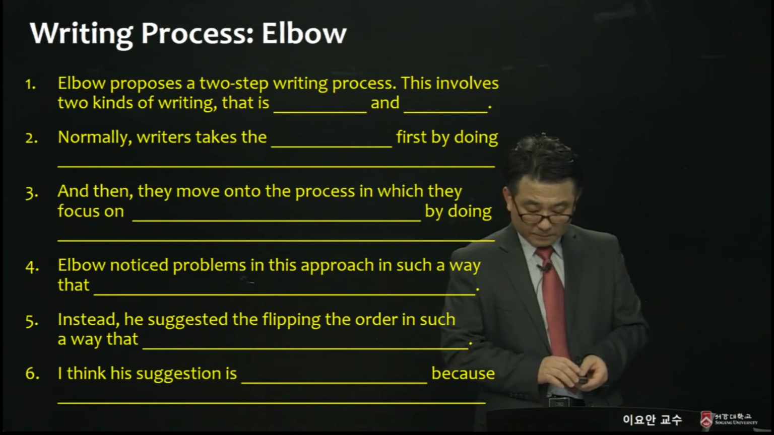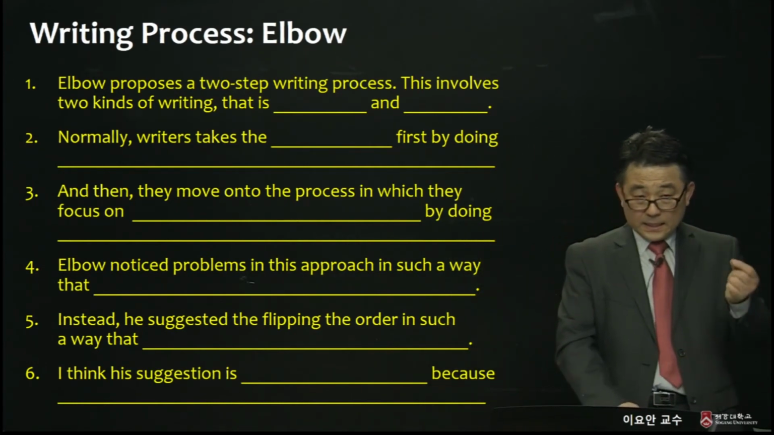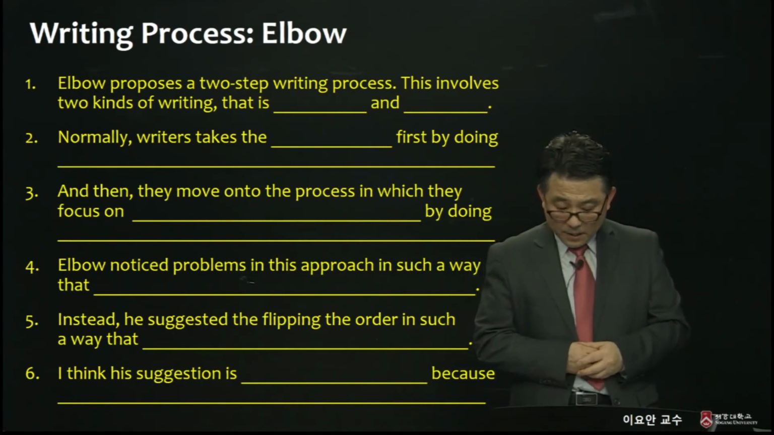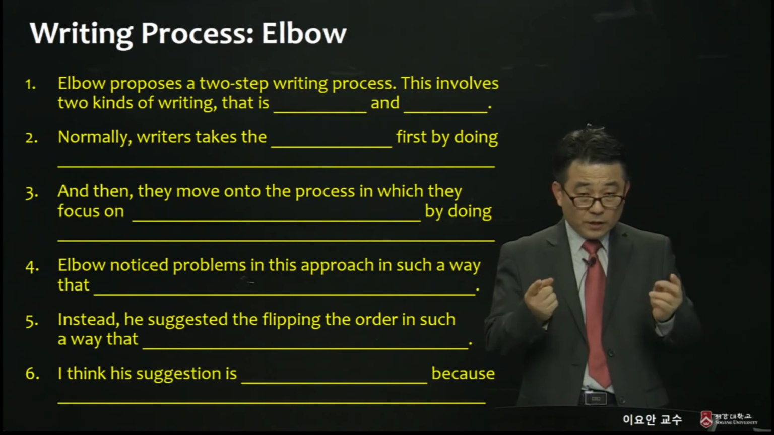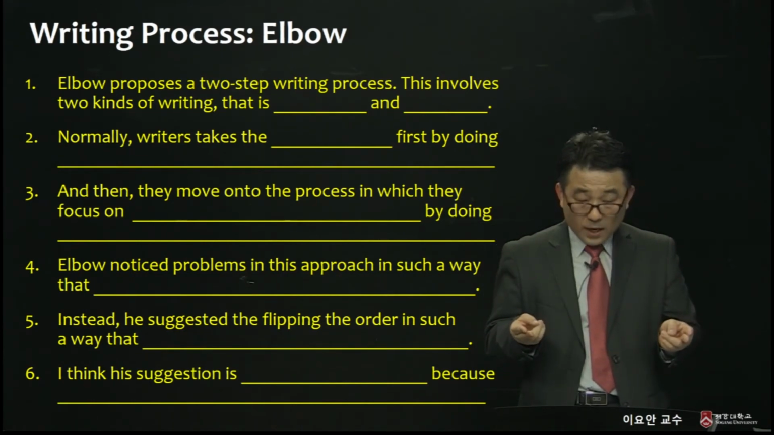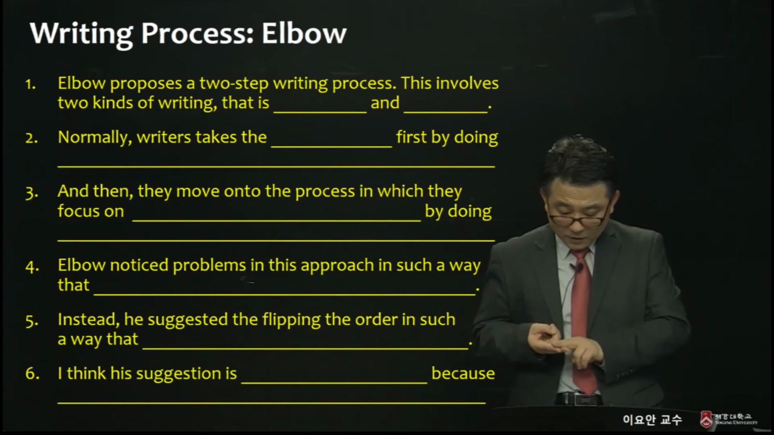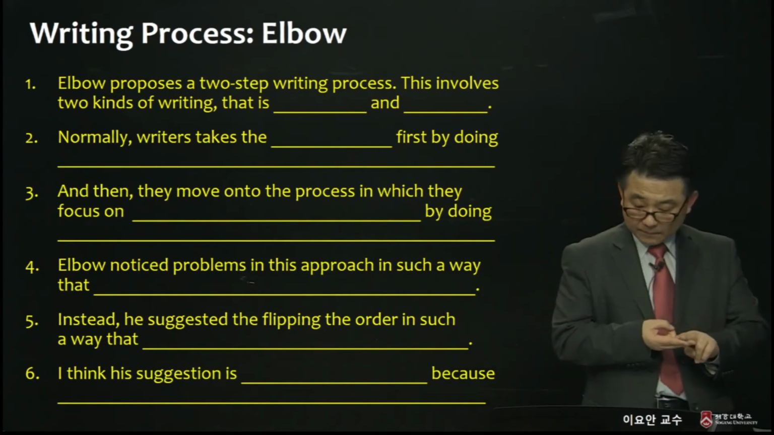Okay, welcome back. Now, in this paper, Peter Elbow presents two different kinds of writing. Number one is critical writing. Number two is creative writing.